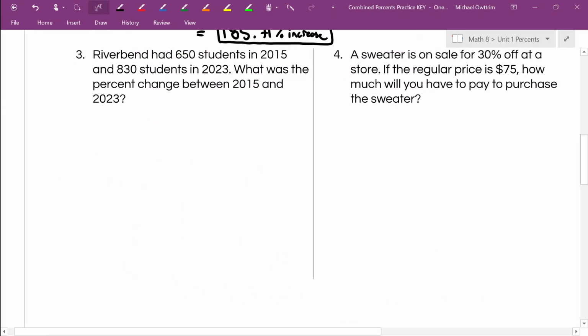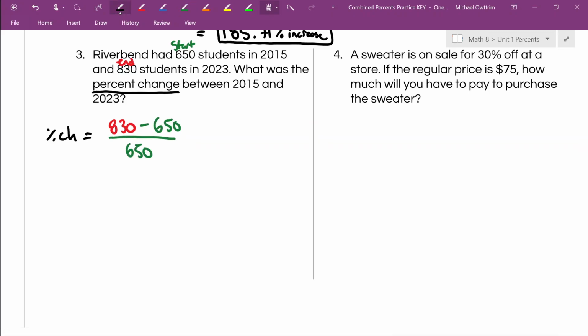Question 3 is very similar to question 2. Again, it's calculating your percent change, so you're going to use your formula. We want to identify our end and our start numbers. So our start number is going to be the earlier year of 2013. Our end is going to be our later year of 2023. And we'll do our end, 830, minus our start over start times 100.